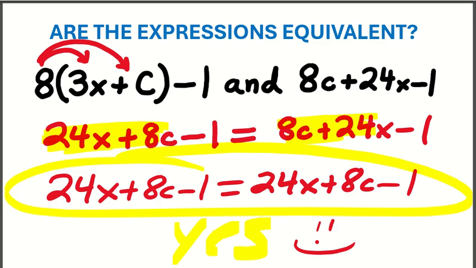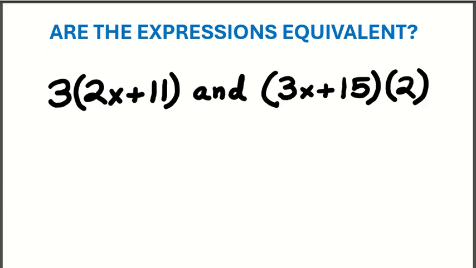So, equivalent. All right, let's keep it going. We're having a good time. We're doing mathematics. We're checking to see if expressions are in fact equivalent. Let's see if we have any luck with this one.